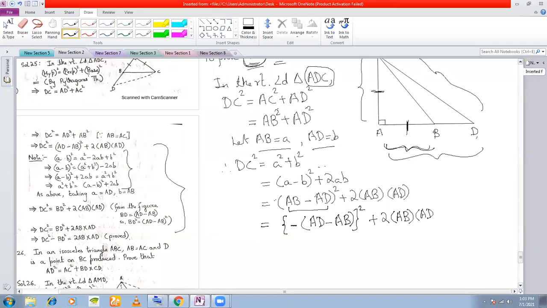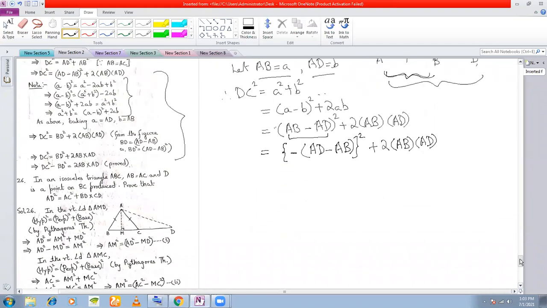Tell me yes or no. Yes, sir. Okay, now here is the negative sign and you have an even power. That means it will become positive. So I'll get here AD minus AB whole square simply.